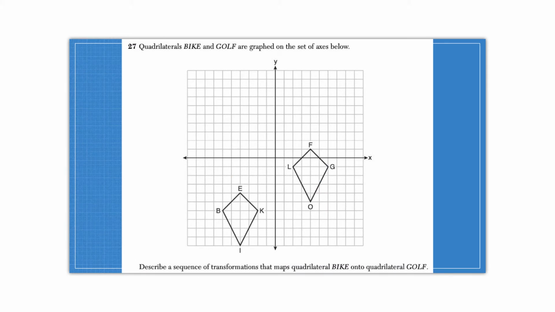Here is a question from last year that was a 100 killer. There were a few people who could have gotten hundreds and just made a quick mistake on this question. It says quadrilateral BIKE and GOLF are graphed on the set of axes, and we want to find a set of transformations that maps BIKE onto GOLF. What a lot of people did is they just said translate up 5 and right 8, so they said T, 8 in the x direction and 5 in the y direction.